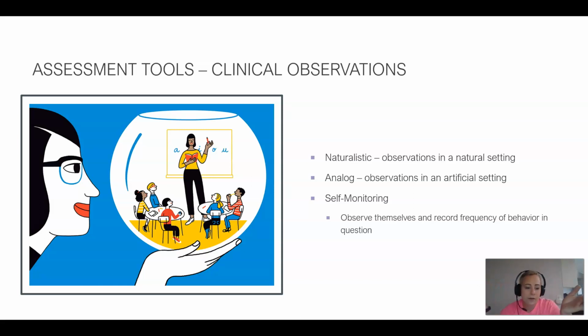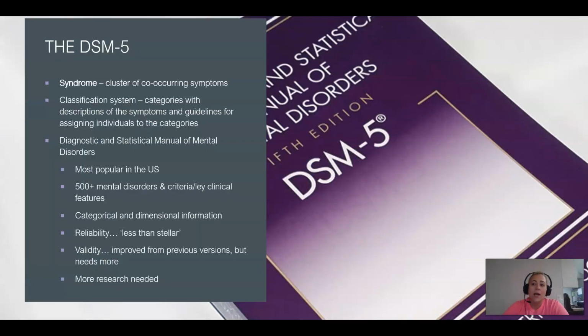Then we also have self-monitoring, which is pretty self-explanatory. People kind of check in on their own behaviors and record a frequency of a certain behavior in question. So our textbook uses the example of someone who has issues with substance abuse, kind of recording each instance where they felt the craving to engage or use a certain drug. They would write it down and keep track. The only issue there is that someone may not report it accurately, right? Maybe they don't recall it correctly, and sometimes people don't do their therapy homework.